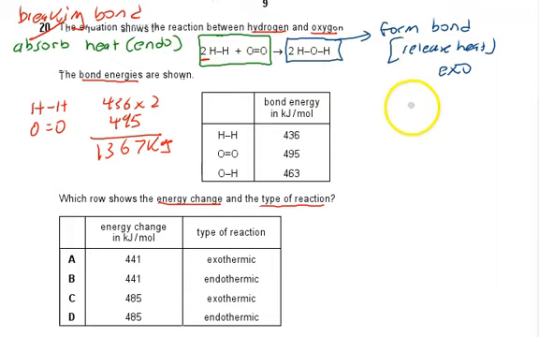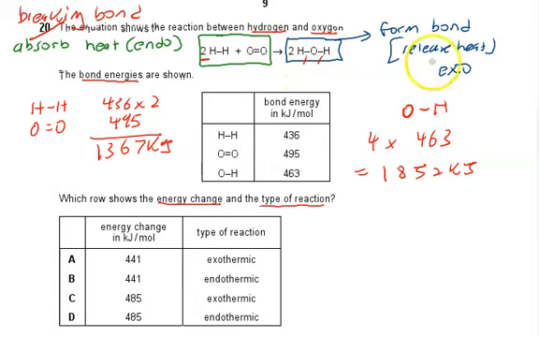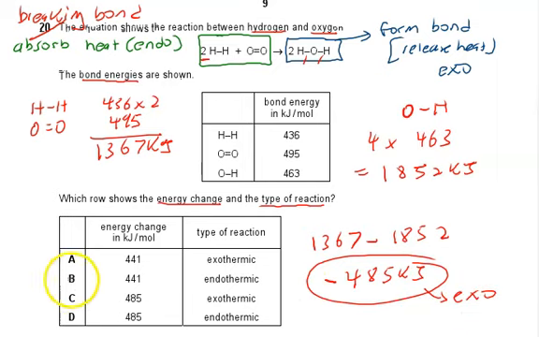Now for O and H, here we have two bondings. 2 times 2 you got there, about 4. 4 times 463. So we got here 1852 kilojoules. So the equation here is releasing more heat compared to the absorbing. So we subtract this. We will be getting negative 485 kilojoules, which means it is an exothermic reaction. So your answer here is C. I hope you can understand until here.